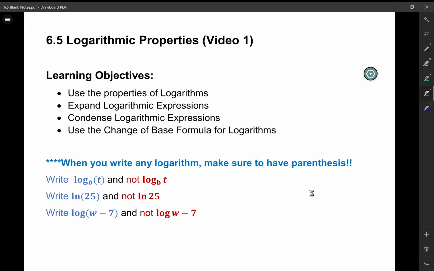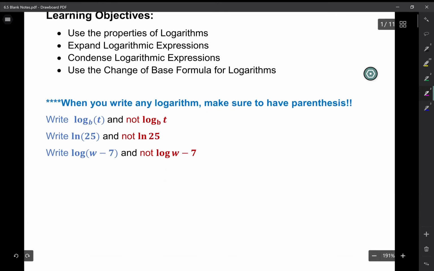As we go through this, let's all make our best effort to remember to use parentheses when we write logarithms. That way we won't get confused about what we're taking the logarithm of. All right, let's go ahead and get started.